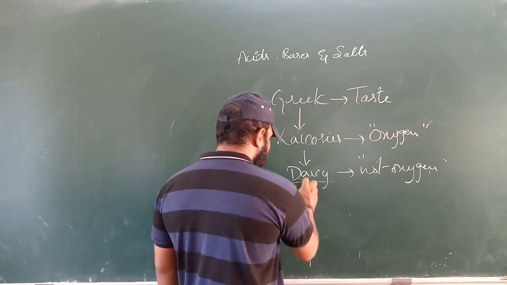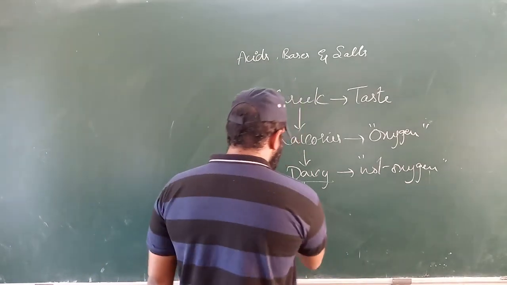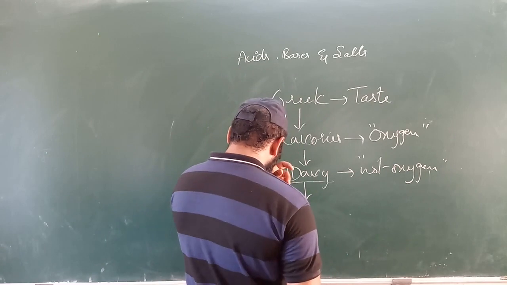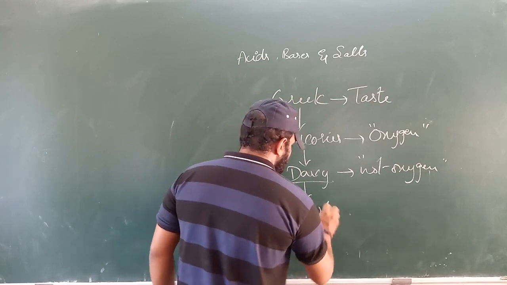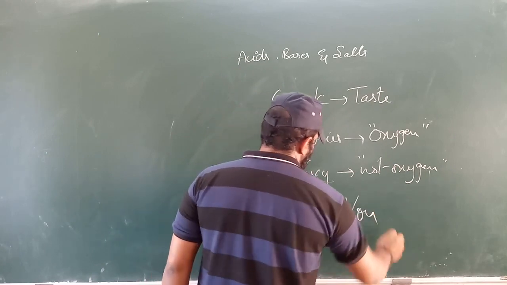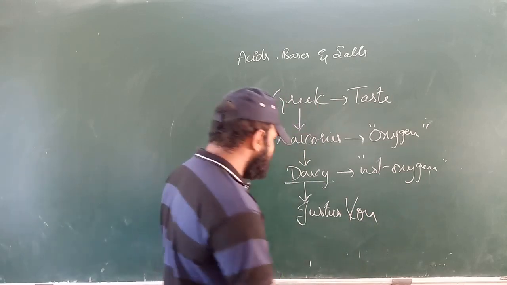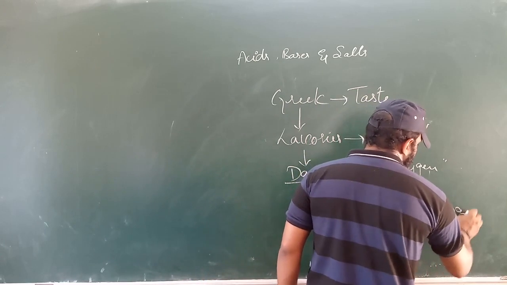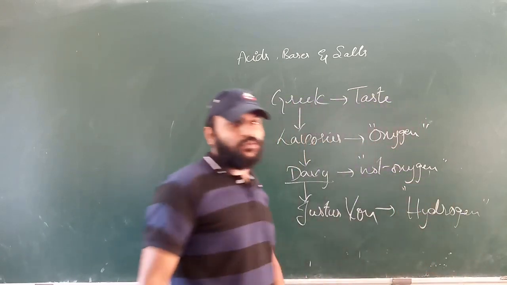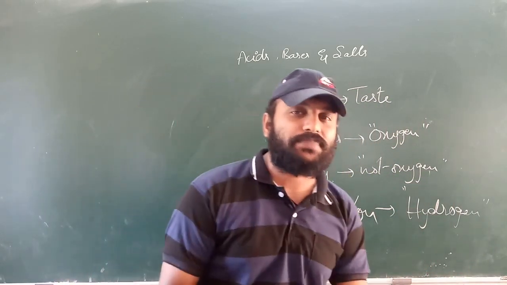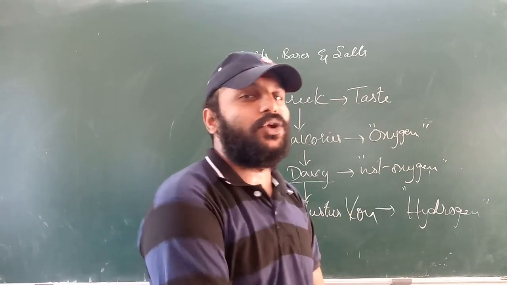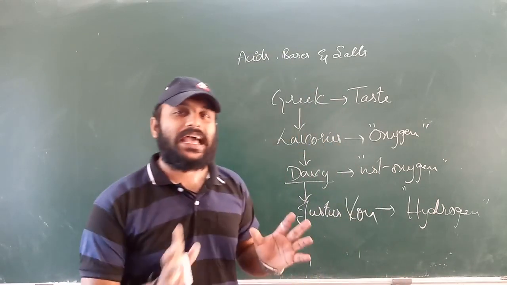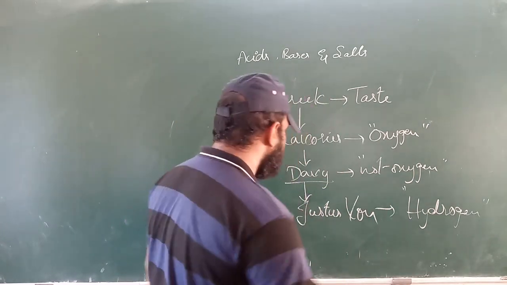Then here comes the other scientist, Justus von Liebig. What did he say? He said that we should consider the hydrogen present in the solution. Based on the hydrogen, we can say whether the solution is an acid or base.